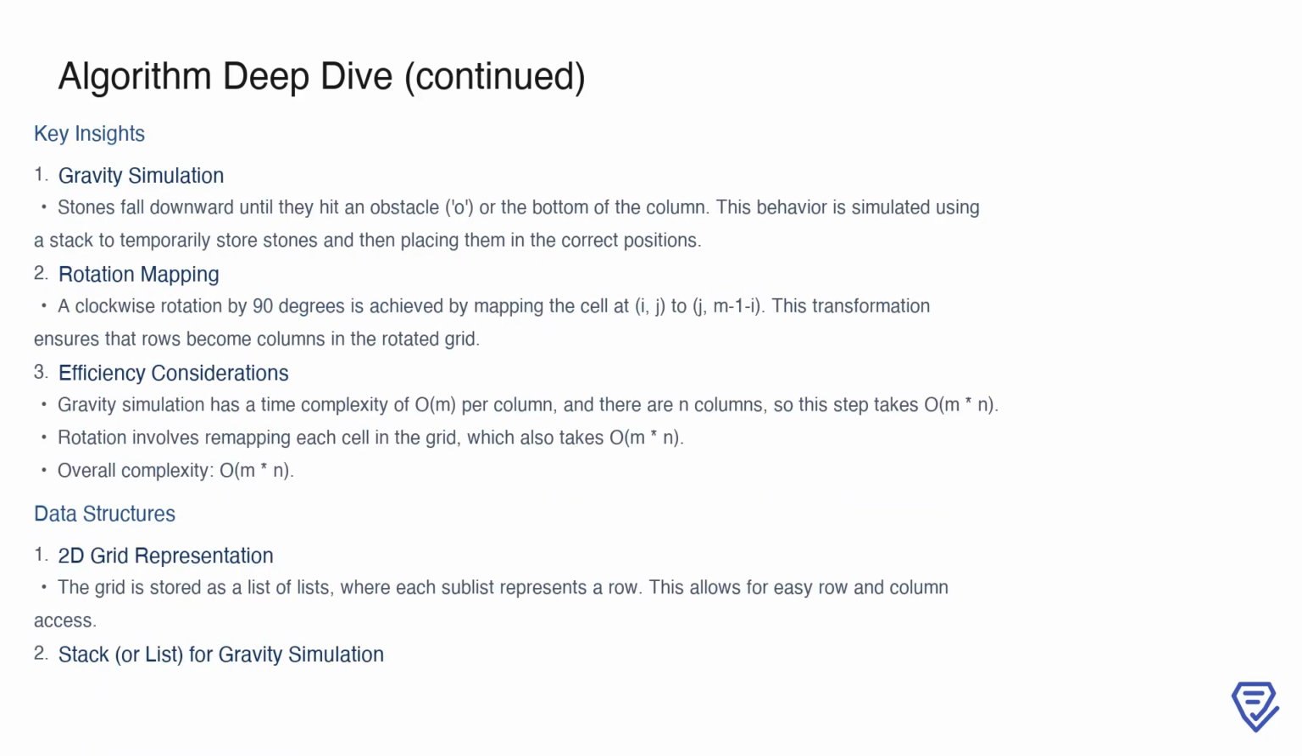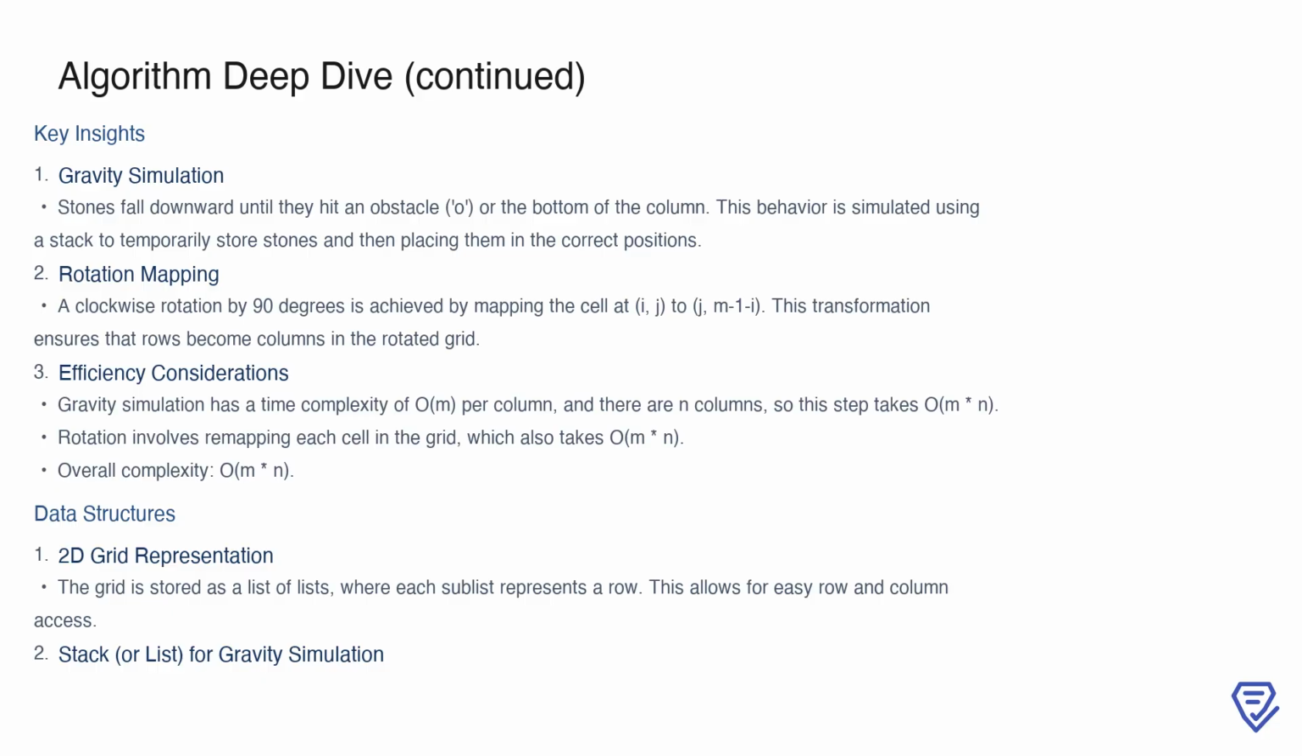Let's focus on some key insights from this algorithm. First, the gravity simulation ensures that stones fall downward until they encounter an obstacle or the bottom of the column. This behavior is efficiently achieved by using a stack to collect and place stones. For the rotation, the mapping formula, i, j to j, m-1-i, is crucial for transforming each cell's position correctly.